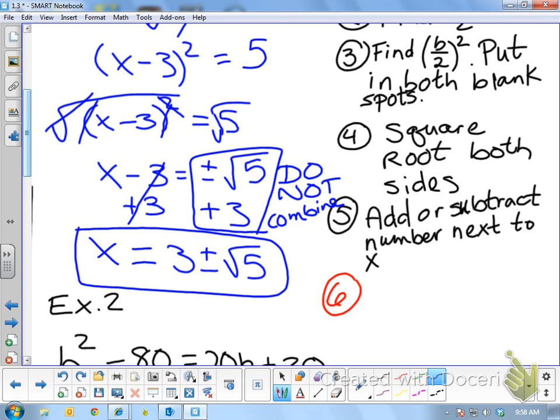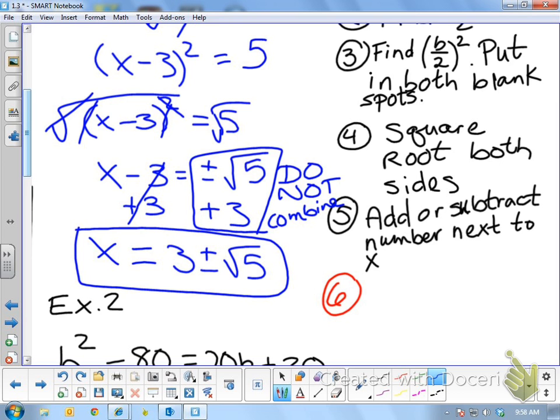Finally. But we do still have a 6th step that we can do on some problems. So we still need to write our 6th step in. How did we get 5? Yeah, up above we did the negative 4 plus 9. That's exactly correct. Pay attention.